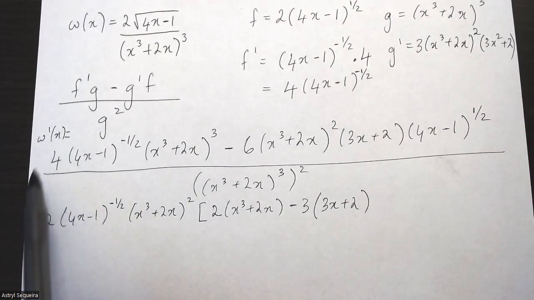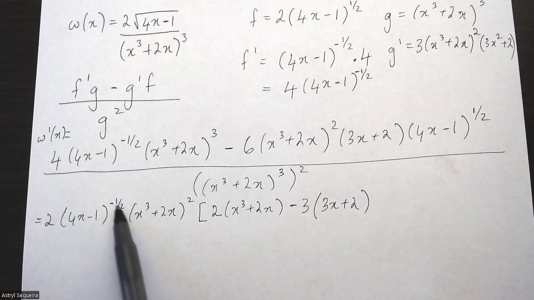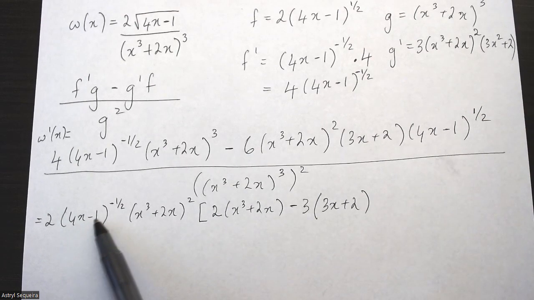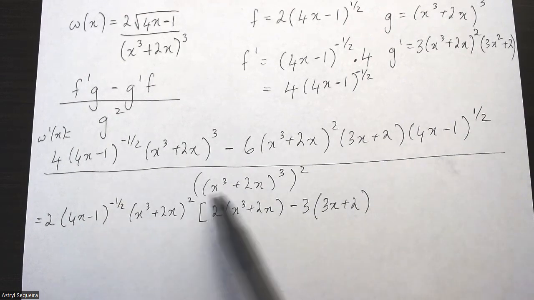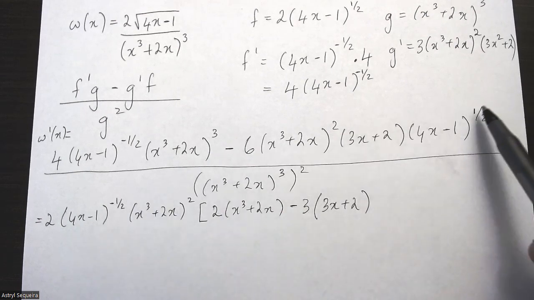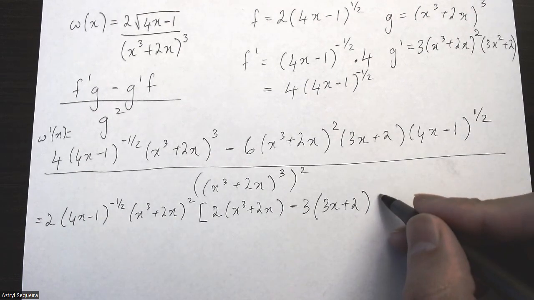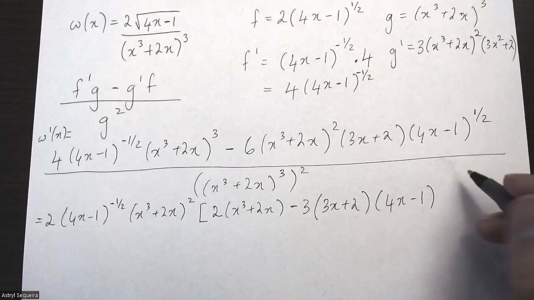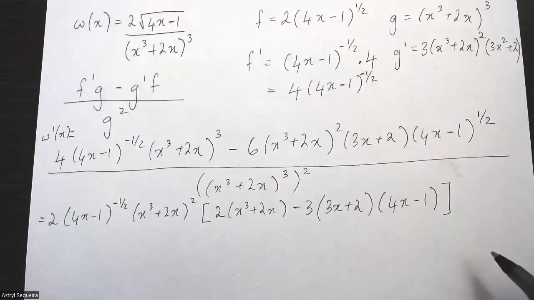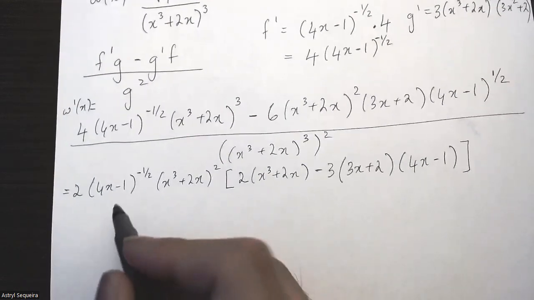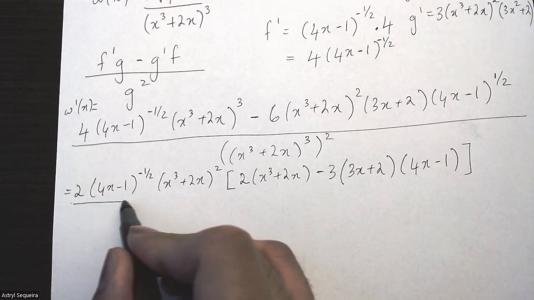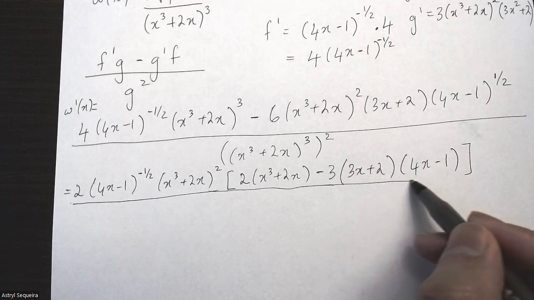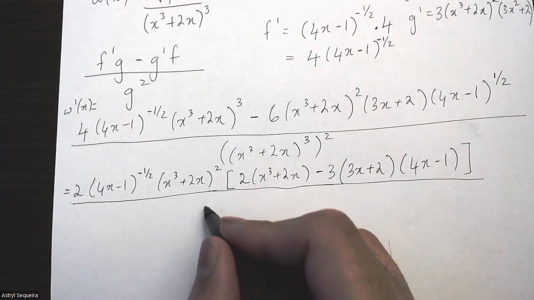And over here, if I common factor out (4x minus 1) to the negative half, (4x minus 1) to the positive half divided by (4x minus 1) to the negative half means I'm just subtracting the exponents. Half minus negative half is just 1. So I'm just left with 4x minus 1, the exponent of 1, which I don't have to write down anymore. So that common factor step is quite difficult. If you didn't understand, I would suggest practicing common factoring with fractional and negative exponents to get better at that.